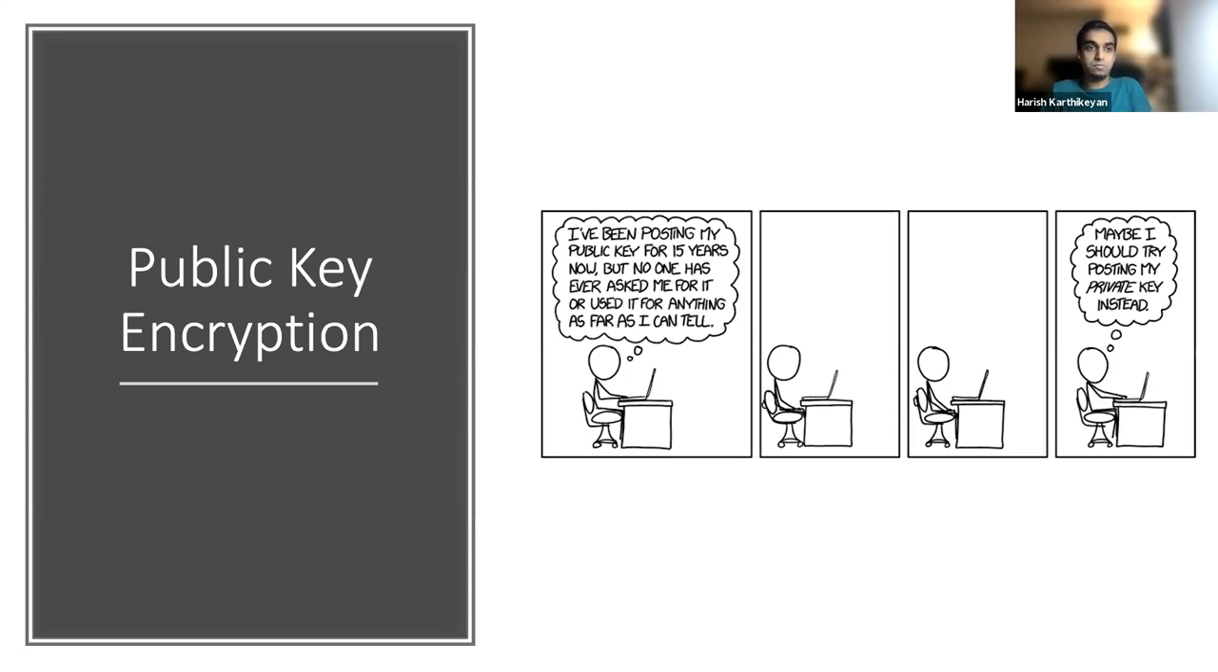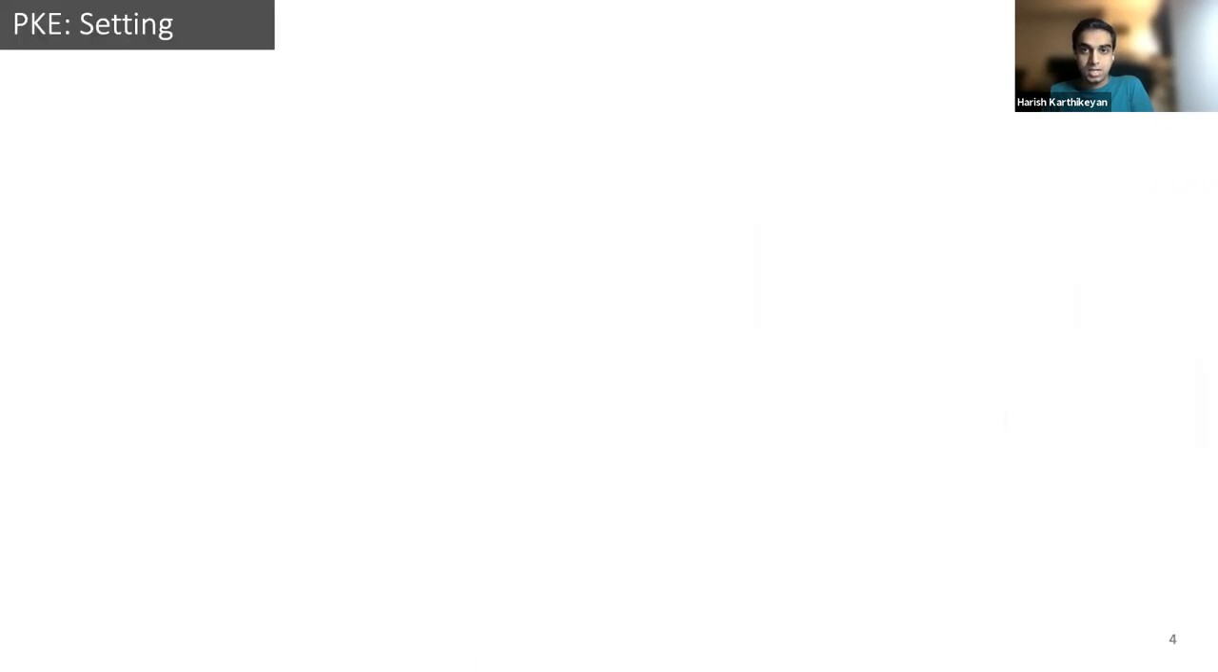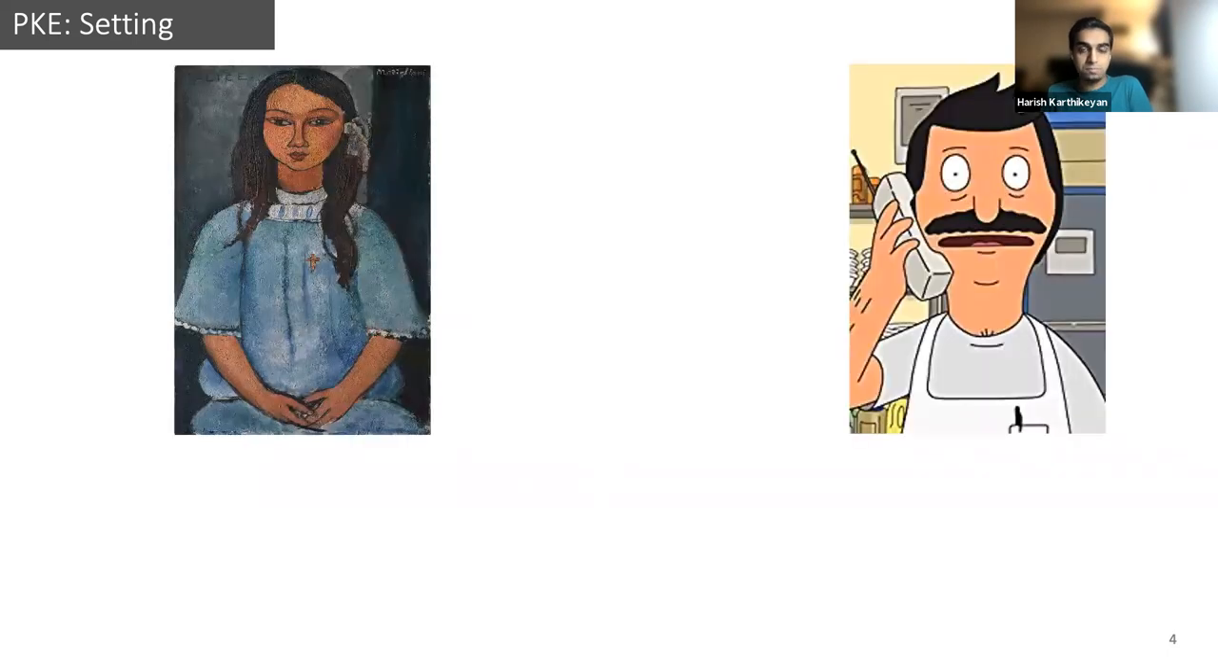Let's begin with a quick refresh on public key encryption and motivate forward secure public key encryption using it. And then we will tie it up with our primitive of updatable public key encryption. Let us recall the setting. You have Alice and you have Bob. Bob wishes to communicate with Alice. In order to facilitate that, Alice generates a public key secret key pair, keeps the secret key for herself, and communicates the public key to Bob.